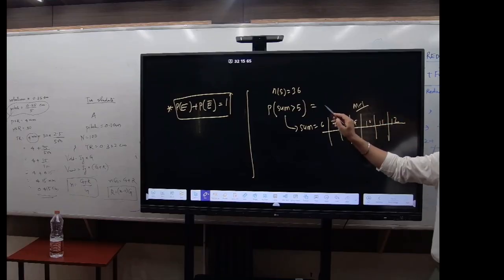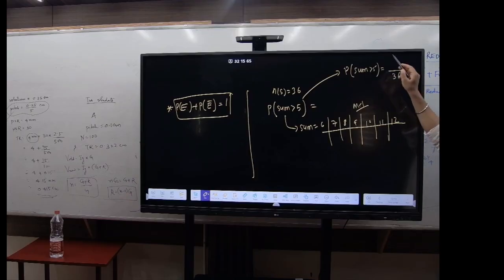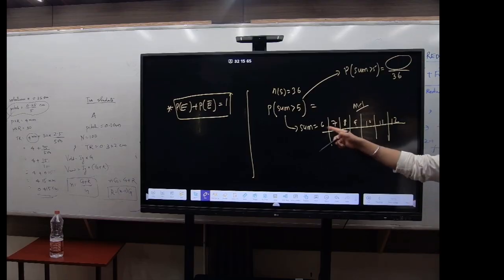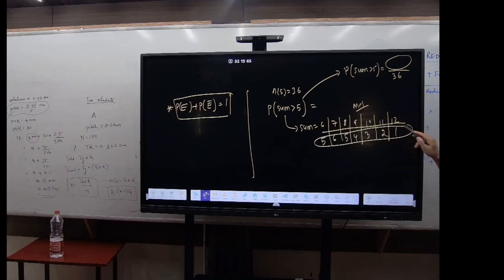So the sample space will be 36, and the answer is the probability that the sum is greater than 5. Here I have to write how many favorable cases there are. So now tell me, how many times will 6 come? 5 times. How many times will 7 come? 6 times. And then again 5, 4, 3, 2, 1. Add it. How much is it coming? 26 times. Means out of 36, there are 26 times where the sum is greater than 5.